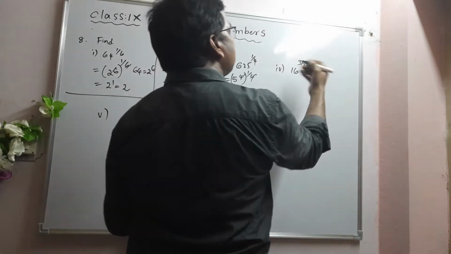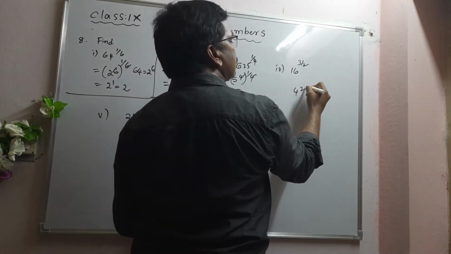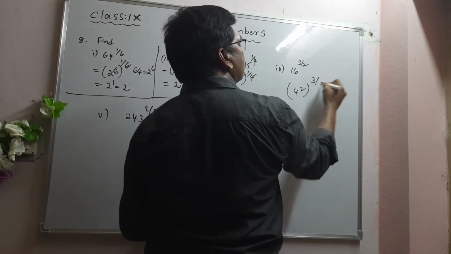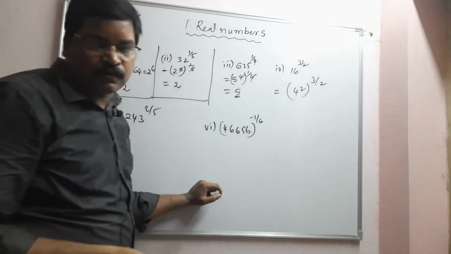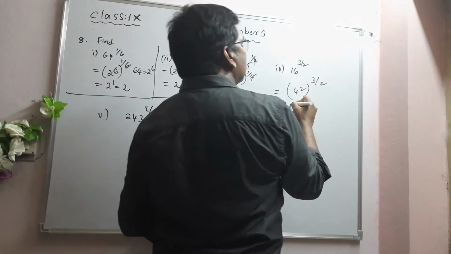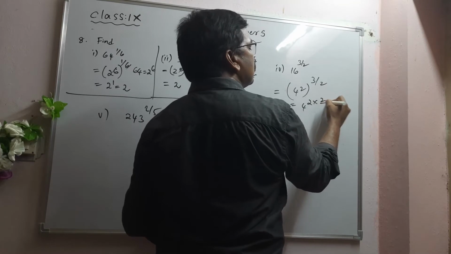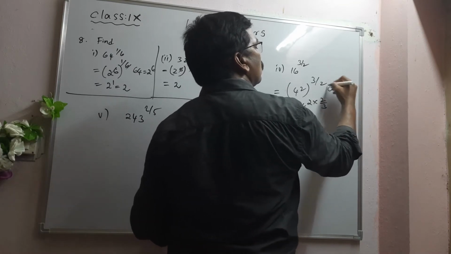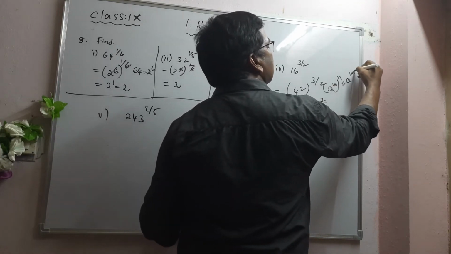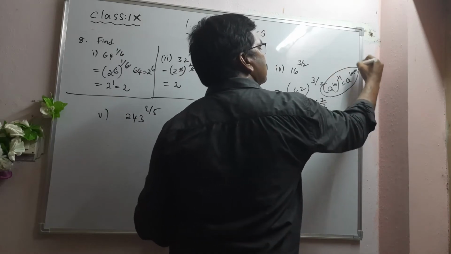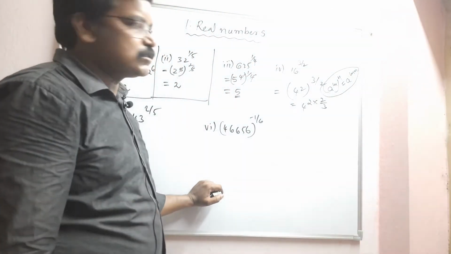Right. 16 power 3 by 2. This can be written as 4 square whole power 3 by 2. That means 4 square is equal to 16. Here 4 times 2 into 3 by 2. Why? a power m whole power n is a power mn. Students, understand? Laws of exponents.